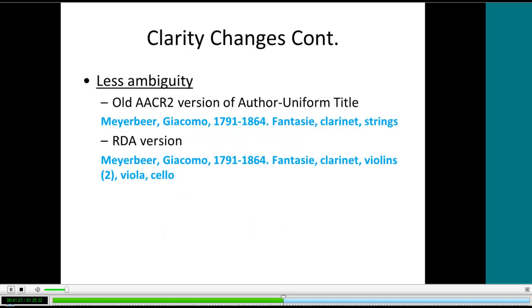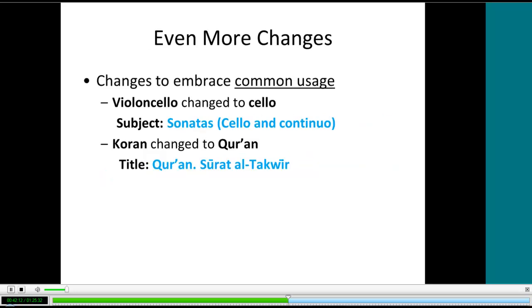There was also less ambiguity. So these are more clarity changes. In the old AACR2 version, in an author uniform title, "fantasies, clarinet, and strings" is not very specific. But in the new RDA version, you now have violins, two, viola, and cello. Some people have actually simplified this one step further and removed the two, because the plural would tell you sometimes, like if you had a quartet and there were only four instruments, the two is sort of redundant. So it's very clear and very specific. More changes: common usage. So violoncello changed to cello, such as sonatas, cello and continuo, or the changing of the spelling of Quran. These are more changes that occurred for clarity and for common usage, for what people are typically going to look for.